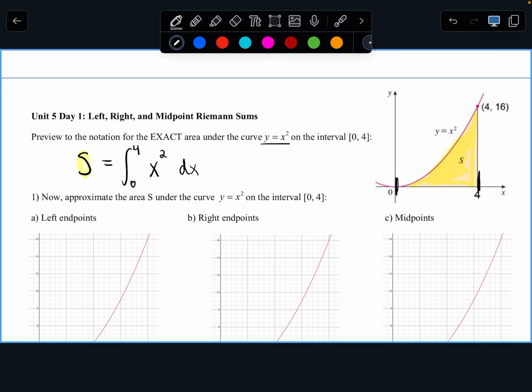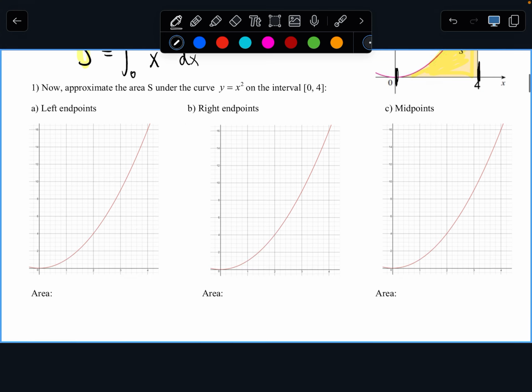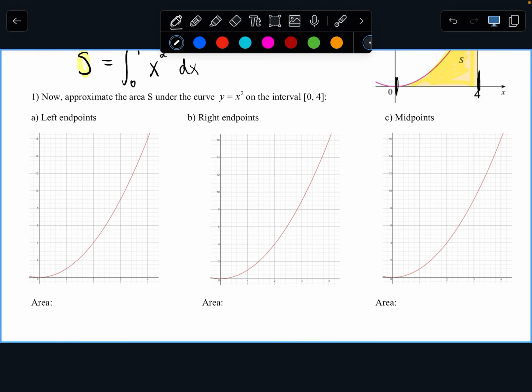So a lot of the times they're going to say approximate this with a Riemann sum. So this means exact. What we're going to do now is approximate, okay? So we're going to do the area under the curve on interval 0 to 4. And we're going to do left endpoints, and we'll do 4 rectangles. I should add that in. Using 4 rectangles. Okay, so there's left endpoints, right endpoints, and midpoints.